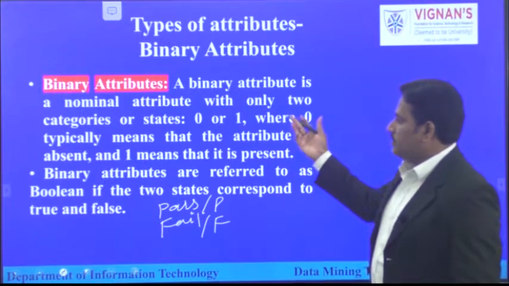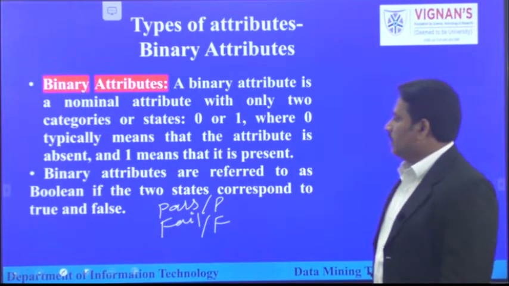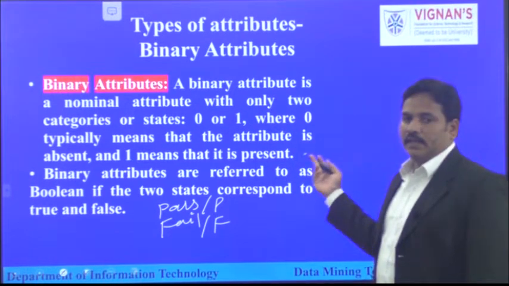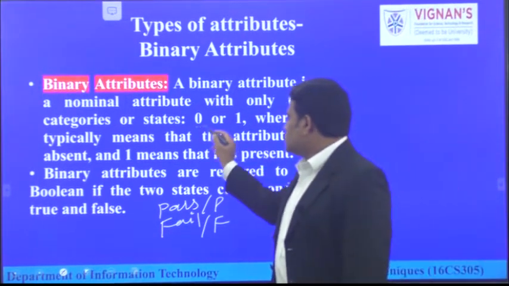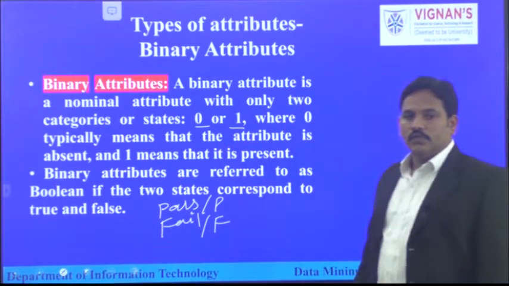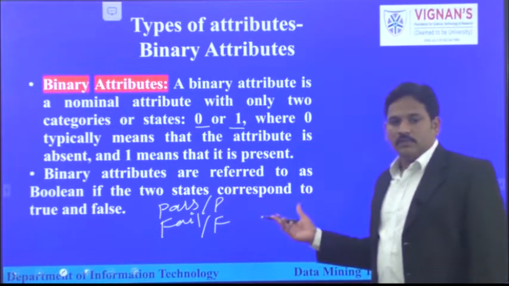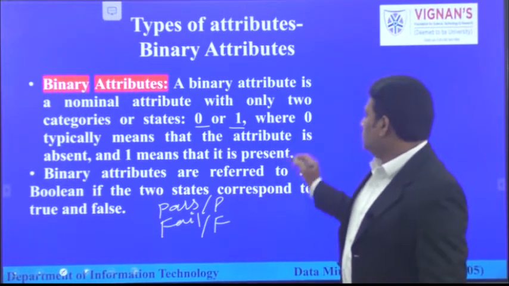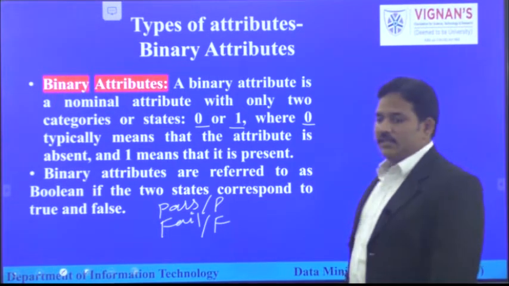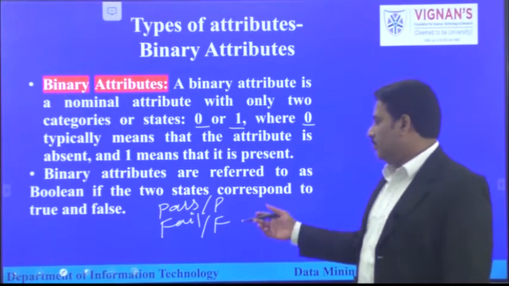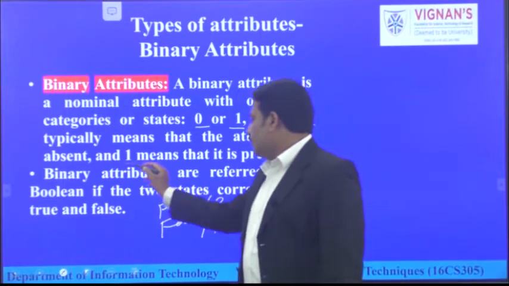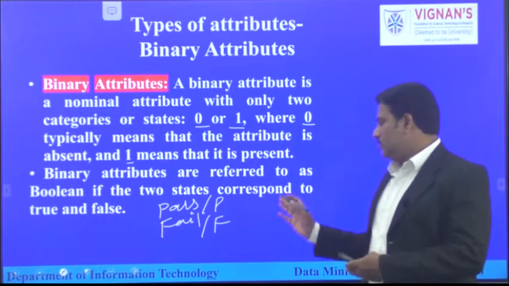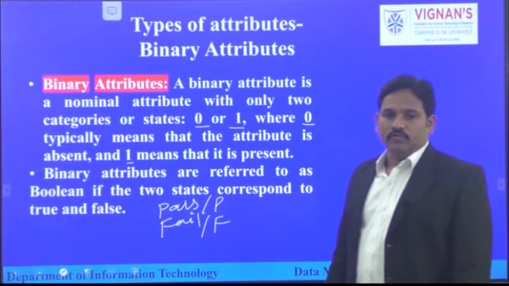Let's have the basic definition of this binary attribute. A binary attribute is a nominal attribute with only 2 categories or 2 states, and if you want to represent these states numerically, we can use 0 and 1. If you want to represent them in textual format, we can go for true or false. Generally, 0 means that the attribute is absent or may not be available. 1 means the attribute is present. Binary attributes are referred to as Boolean if the 2 states correspond to true or false.